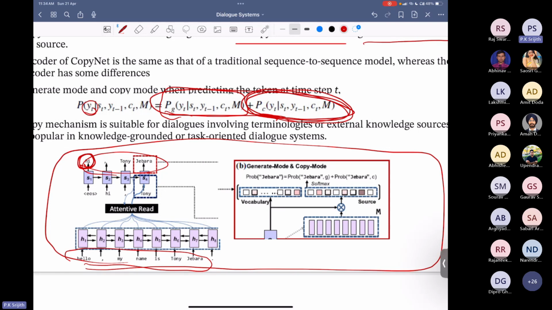So instead of copying, it decided to generate a word like hi. But the remaining words are just a copy of the input that the user has provided, like Tony Jakara. So in the remaining stages, it decided to copy rather than generate. So it's a mixture of both. It's a mixture model where it tries to mix this generation process and copying process in its decoder.